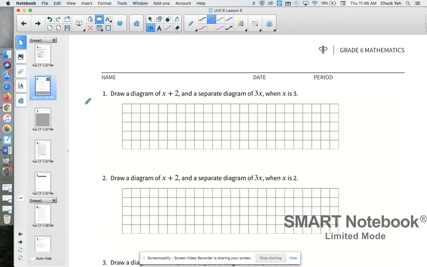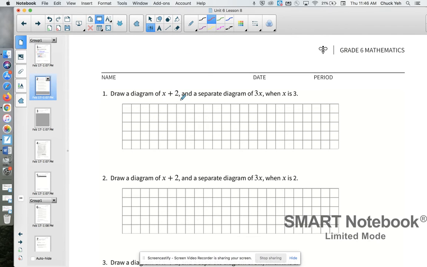So in these problems, what we're going to do is we're going to draw diagrams. And if you're doing this in your notebook and you're not at school, you might not have access to the graph paper, but that's okay. Just draw it out and make sure each one of these are the supposed units. So let's do the first one together.